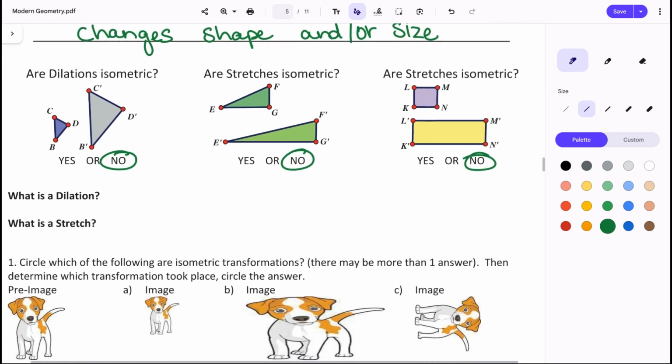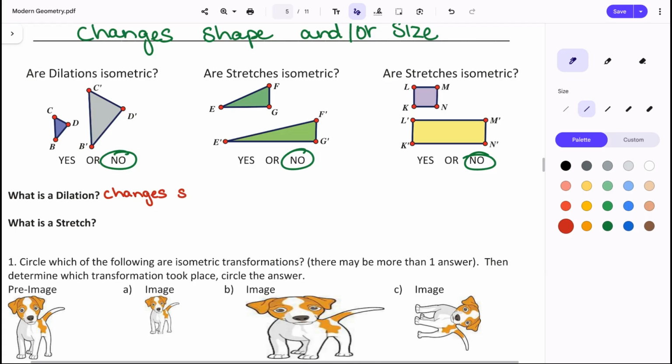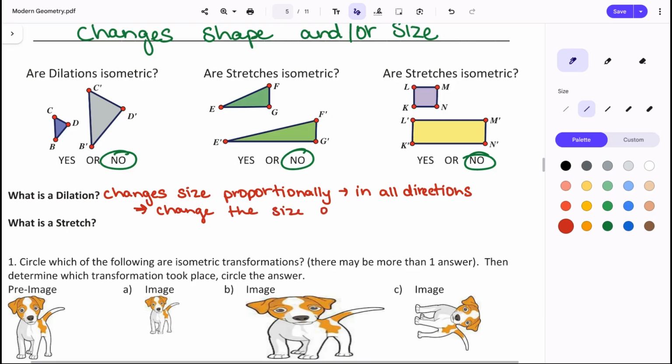Okay, so let's summarize what we talked about there. We said that a dilation is something that changes size proportionally. Proportionally means in all directions. And the example I gave was changing the size of your picture using the corner.